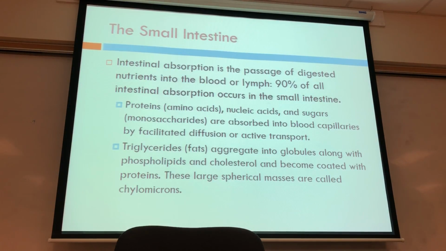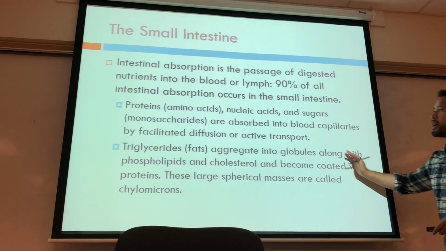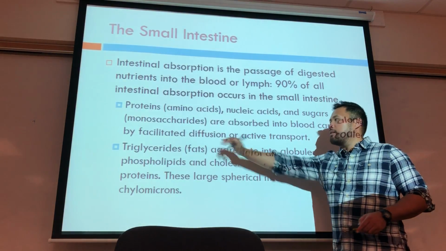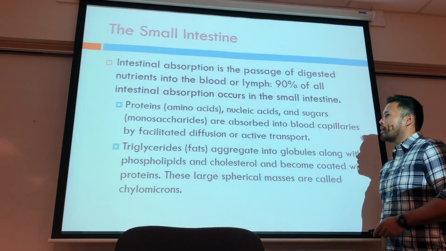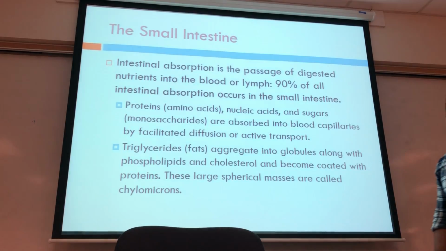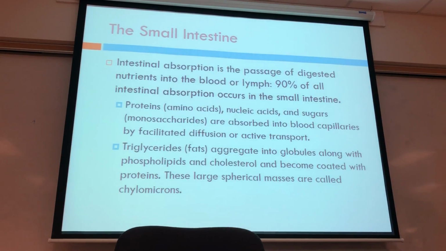So looking at each of these portions, you'll see that almost all of the absorption that takes place within the intestines, 90% of that takes place within the small intestine. You'll see our proteins, nucleic acids, and our sugars are absorbed into the capillaries. Either they're moving down by simple diffusion, from a high concentration down to a low concentration, or you've got active transport to move them against their concentration gradient, if that's the case.